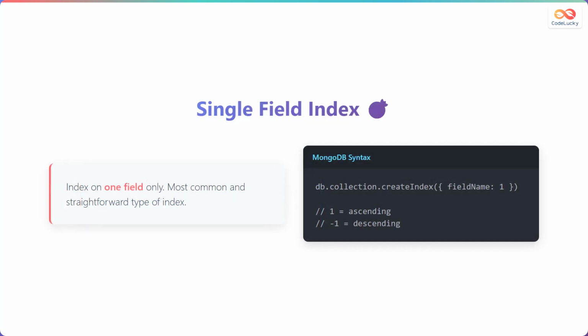A single-field index is an index based on only one field within a collection. This is the most common and straightforward type of index. To create a single-field index in MongoDB, you can use the command shown on the right. The syntax is db.collection.createIndex, and then within parentheses, specify the field name followed by a 1 for ascending order or a -1 for descending order.